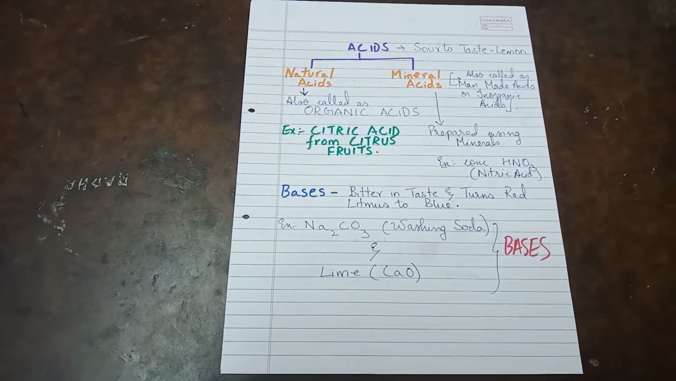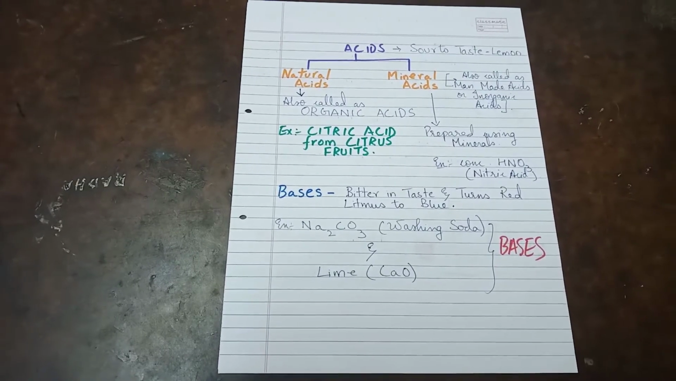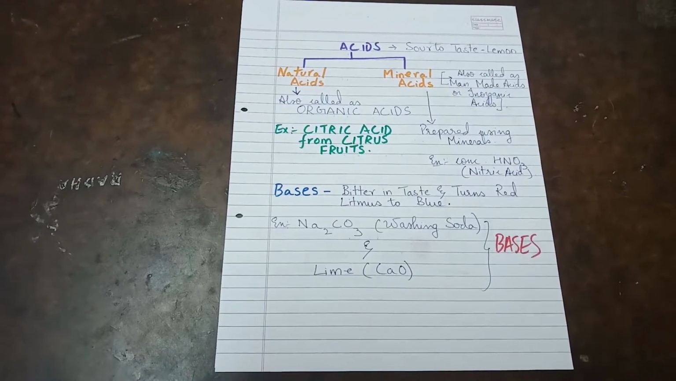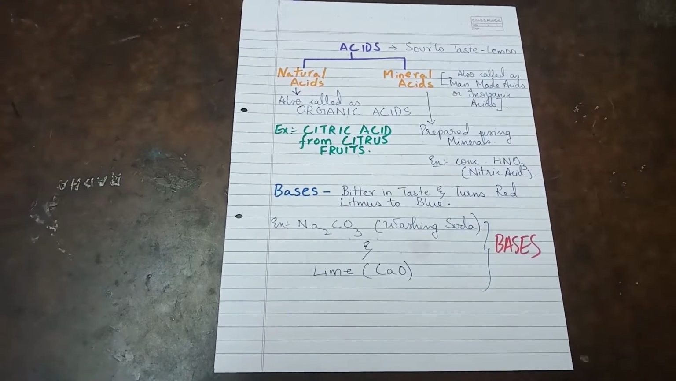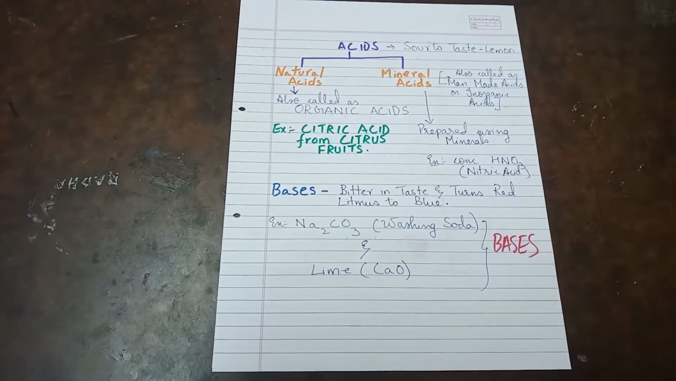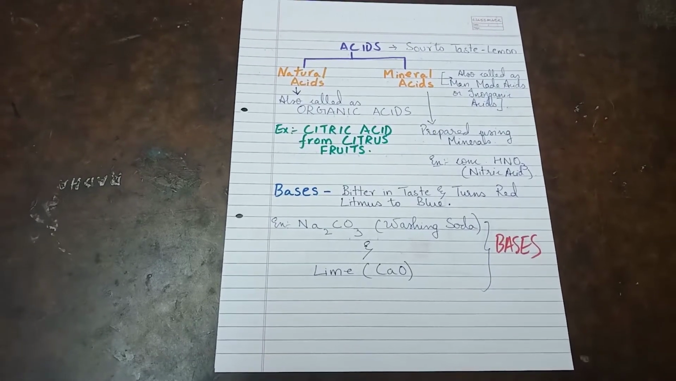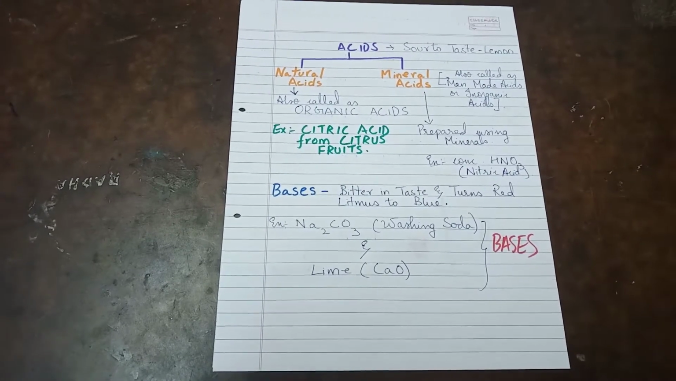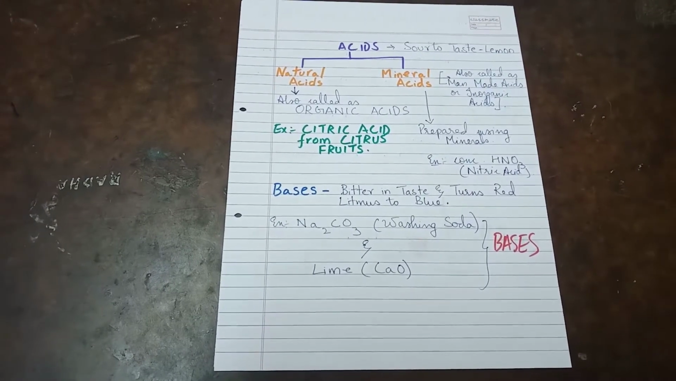So for example, natural acids: citric acid from citrus fruits. Citric acid is obtained from citrus fruits. This is obtained from a plant or a fruit, so that is why it is an organic acid. And mineral acids are prepared using minerals. For example, concentrated nitric acid, and the general formula of nitric acid is HNO3.